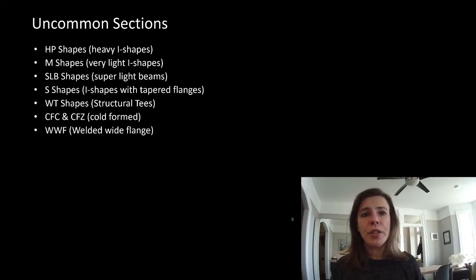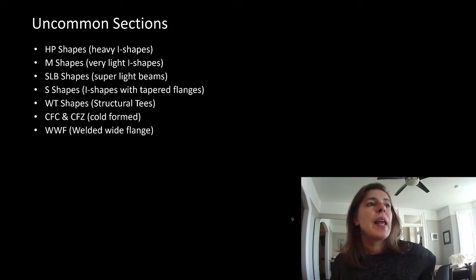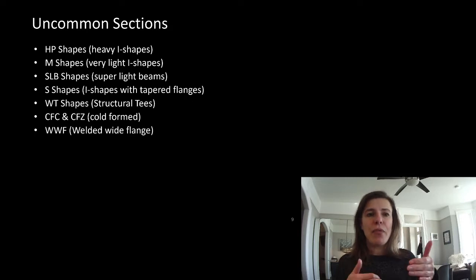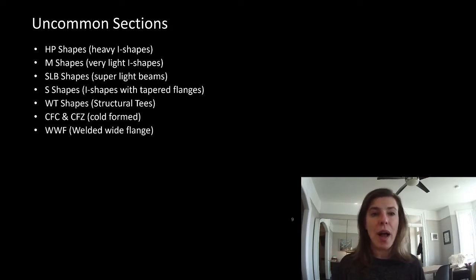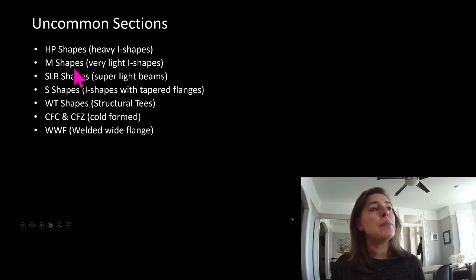There are some other unusual sections. HP shapes are very heavy I shapes. They're very stocky for their size, and they often use them for driving piles. So I think the name, actually, the P stands for piles. So when they're driving them into the ground. M shapes are very light I shapes. I've never actually specified them. Super light beams, S shapes. I've never specified those three myself, but they exist and they're in the steel section properties.